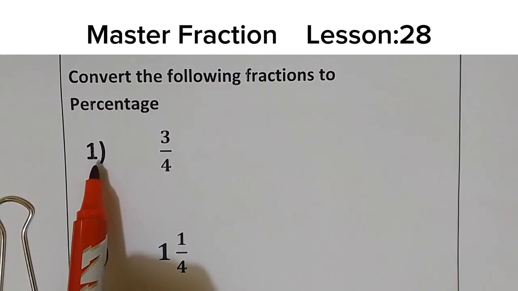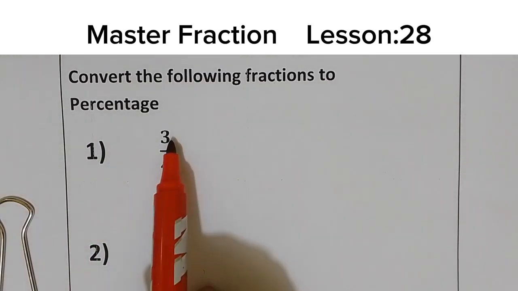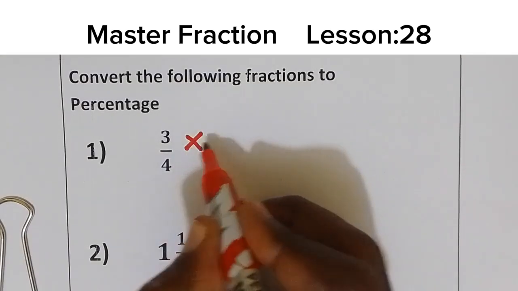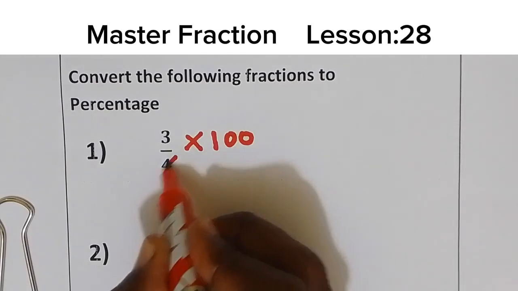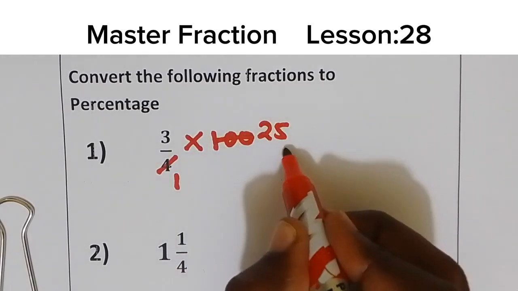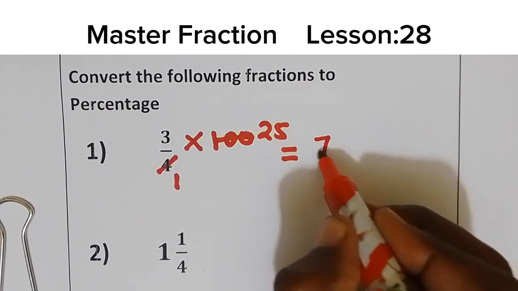We're supposed to convert 3/4 into percentage. What we are going to do, we are going to multiply 3/4 by 100. We can simplify here by 4, 1, by 4 it is 25. 3 multiplied by 25, we are going to get 75%.